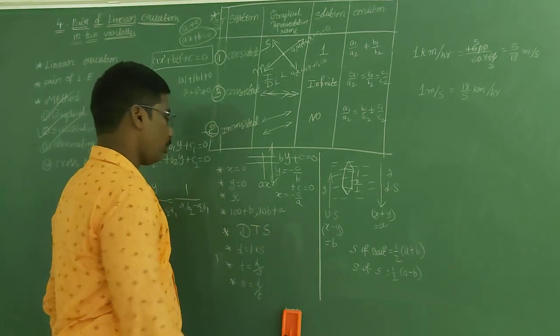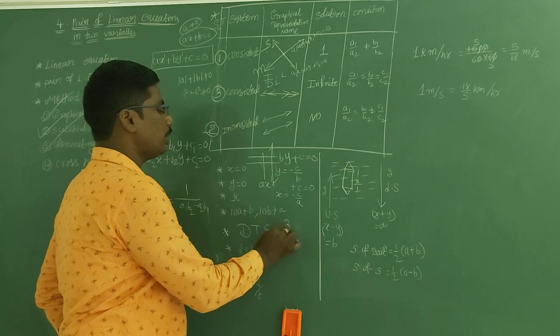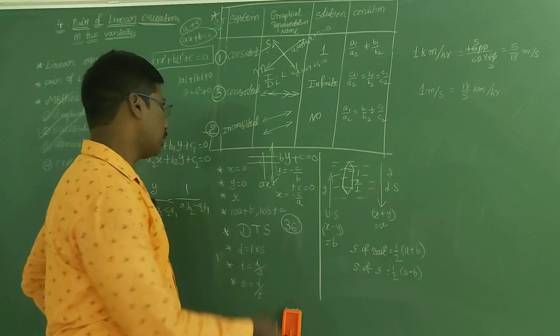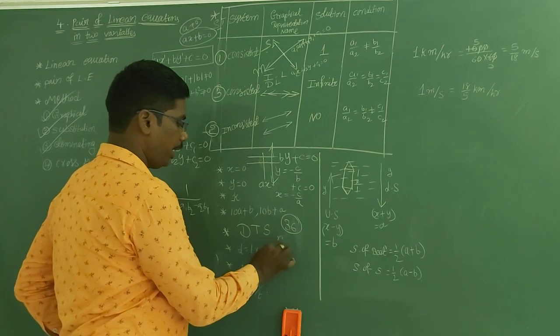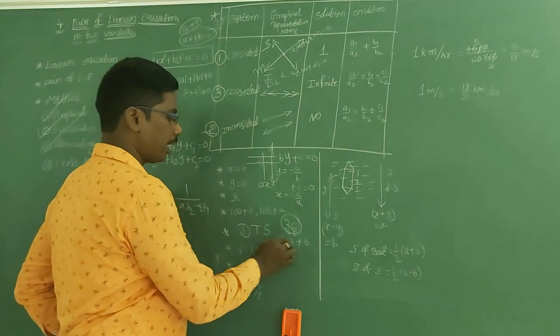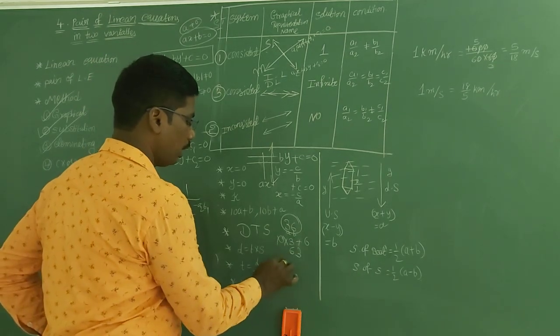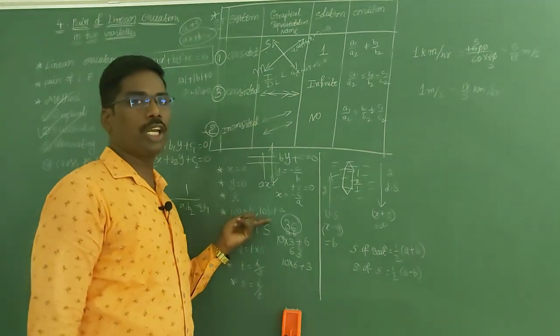Now, a two-digit number will be there. For example, if I take 36, how can you write it? This is 10a plus b, means 10 into 3 plus 6. This is a, this is b, 10a plus b. If you reverse it, that is 63, so 10 into 6 plus 3. Like this, you can do it easily.